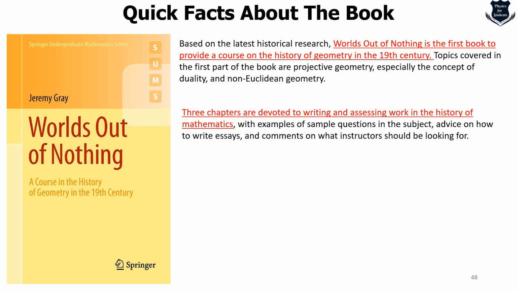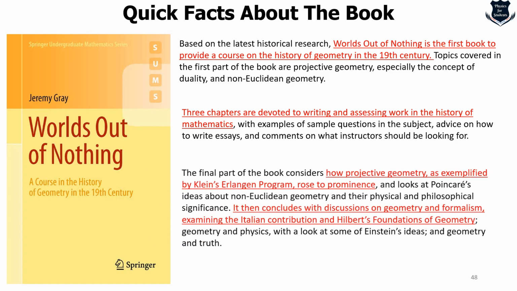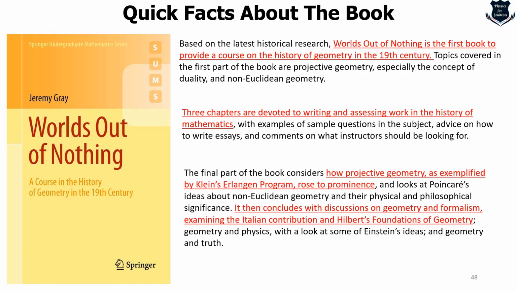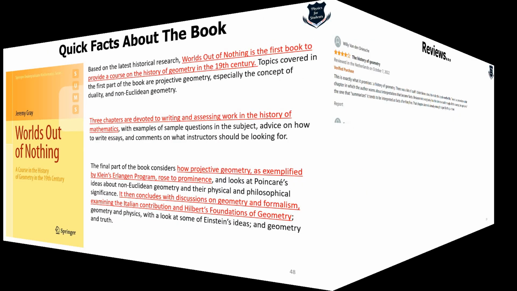That means when you are assessing a historical work, especially in mathematics, how do you question, how do you make the hypothesis? So it is really important. And also the final part of the book concentrates on how projective geometry, as exemplified by Klein's Erlangen program, rose to importance. It also concludes with the discussion of geometry and formalism, examining the Italian contribution and Hilbert's Foundations of Geometry. So this is a very important fact which makes the book quite apart.